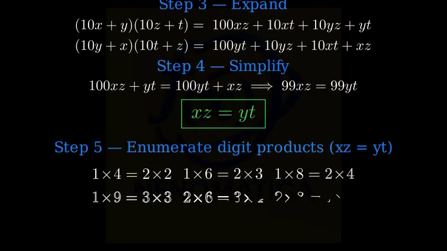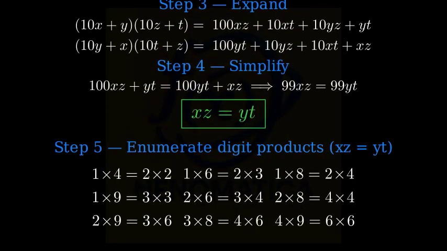Step 5. Because x, y, z, and t are digits between 1 and 9, we enumerate factorizations that make x times z equal to y times t. Here is a compact list that will generate all the valid pairs we need.